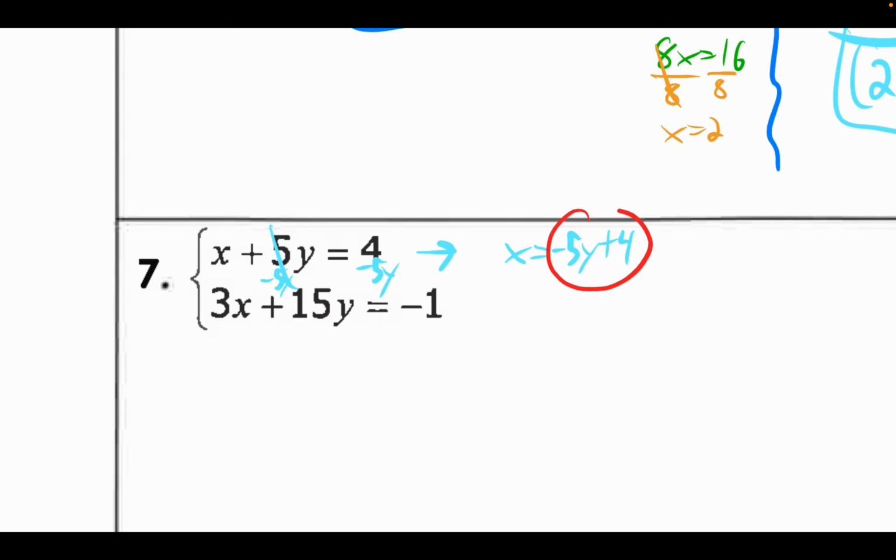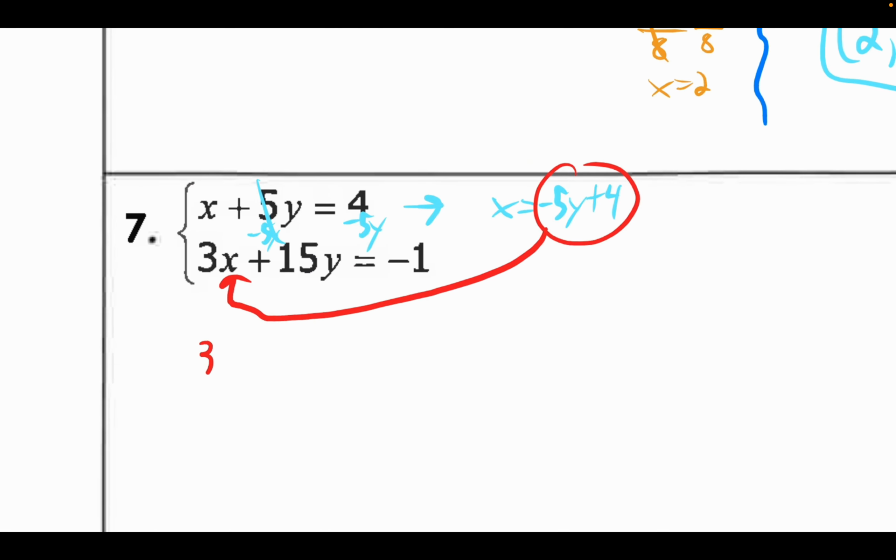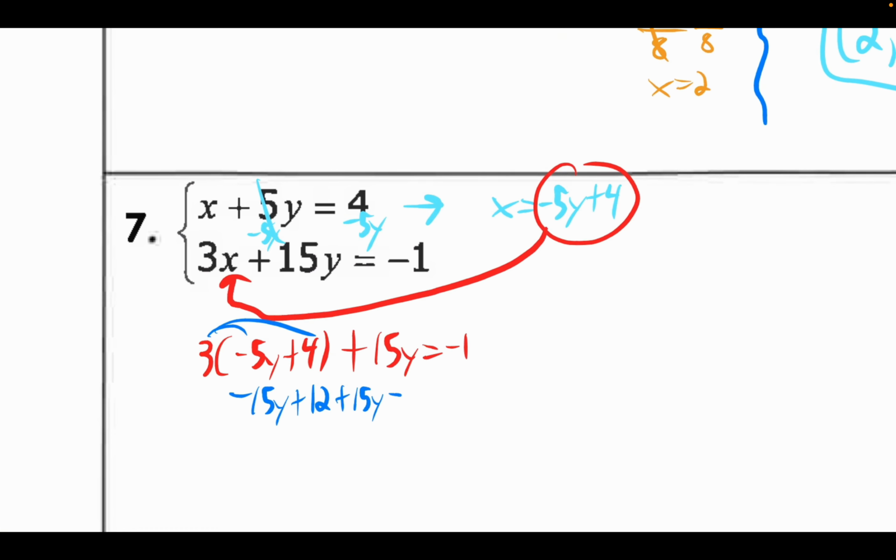Now I can take all of this and plug it into the x in my other equation, getting 3 times negative 5y plus 4 plus 15y equals negative 1. Now I will distribute my 3 and get negative 15y plus 12 plus 15y equals negative 1. As I combine like terms, I end up getting 0y, or no y at all, and I get 12 equals negative 1.